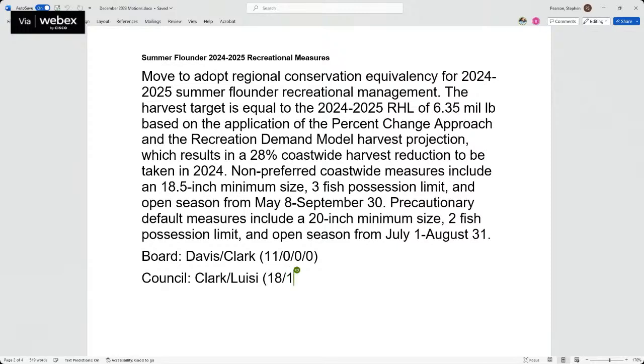One opposition. Any abstentions? Put your hand down, Scott. Any opposition? Motion passes 18-1-0.